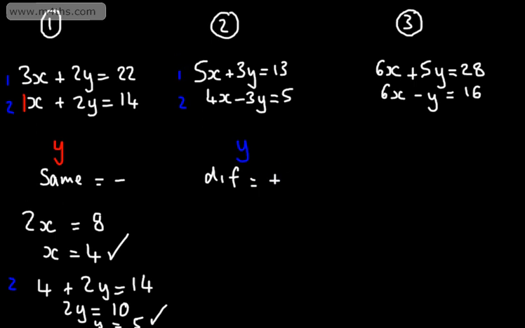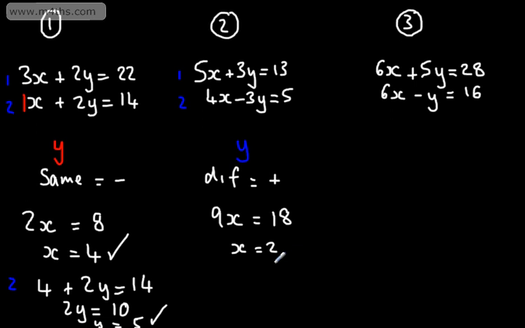So this time I'm going to add the two equations together and that will eliminate the y. So 5x plus 4x is going to give me 9x. If we add these two just here, we've got 3y plus negative 3y just gives us 0. We've got 13 plus 5 and that gives me 18. So I've eliminated the y's and that leaves me a simple linear equation. 9x is equal to 18, so x is equal to 2.